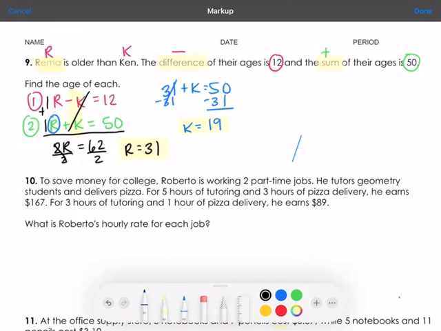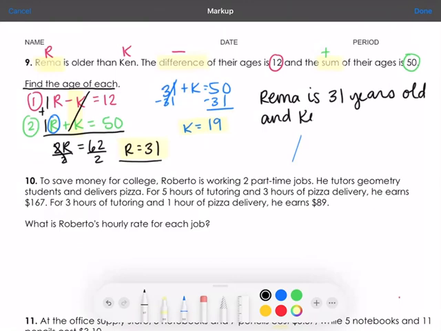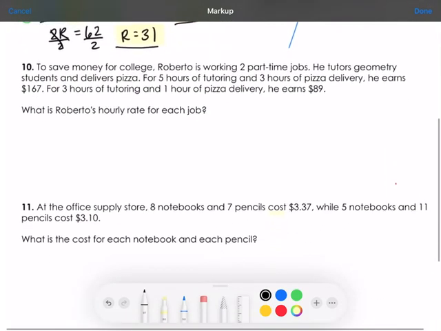So for word problems, rather than writing our answer as an ordered pair, that doesn't really make a lot of sense. It's asking us to find the age of each, so I'm just going to write my answer. Rema is 31 years old, right here, and Ken is 19, right here. And that's all for number 9.